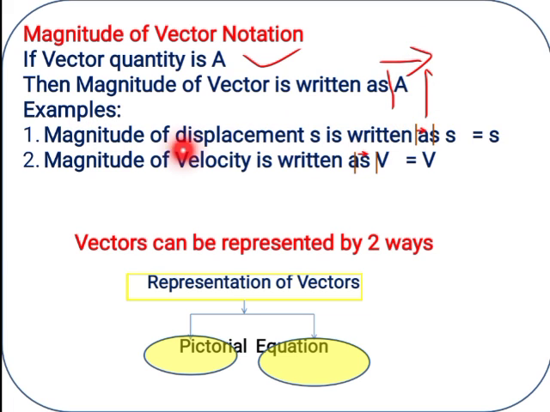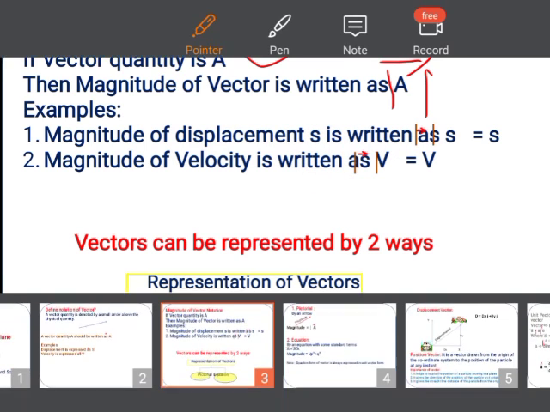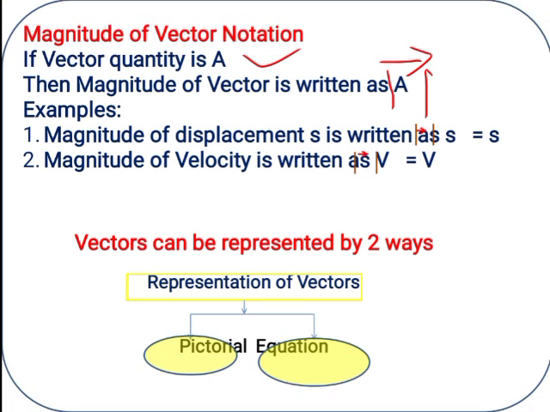A few more examples I have taken here. Magnitude of displacement: displacement is a vector quantity, so the notation for displacement is S. How do we write its magnitude? We write it using the parallel lines along with the vector symbol. Similarly for velocity V, the magnitude of velocity is written using two parallel lines and the vector symbol. But what is the answer? The magnitude of vector S is nothing but S only, the displacement only.